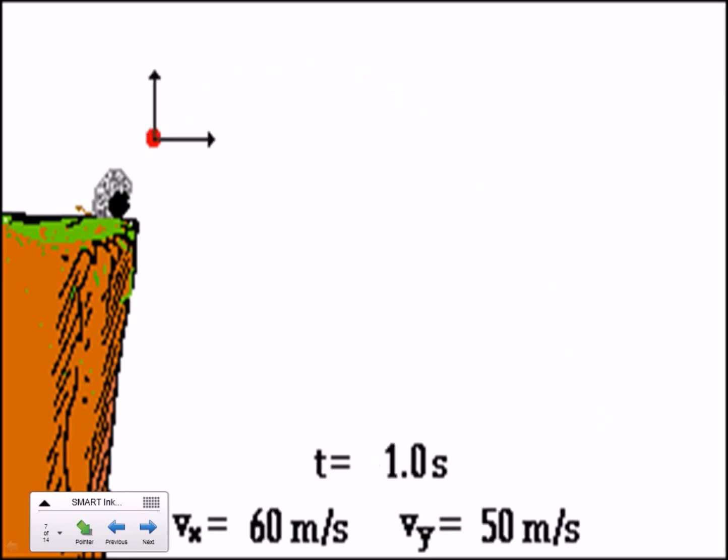In this animation, the motion is not symmetric, so you can't look at the time going up and the time coming down and say that they're the same, because it's not starting and stopping at the same height. But when it does start and stop at the same height, we will be able to use symmetry just like we did for free fall.